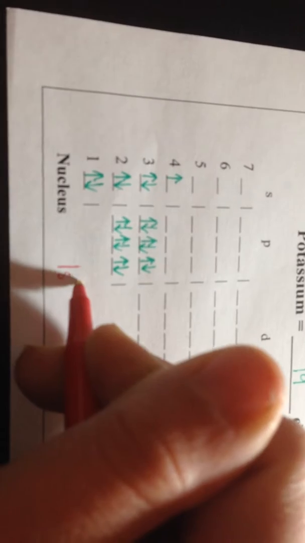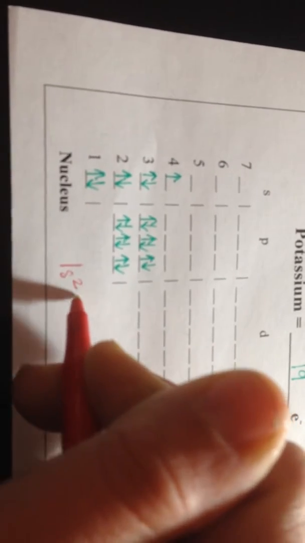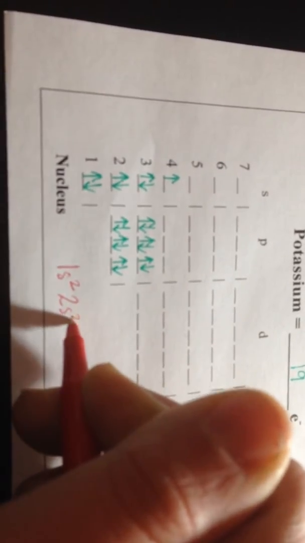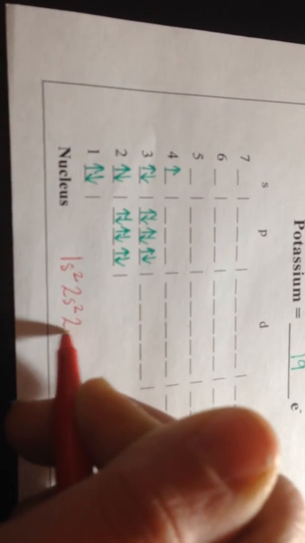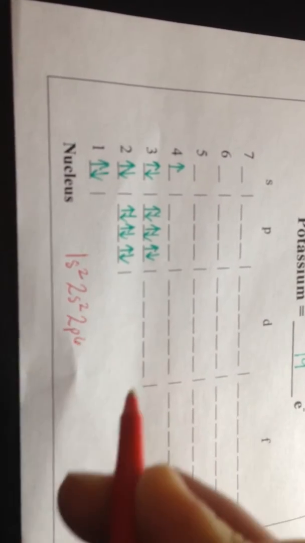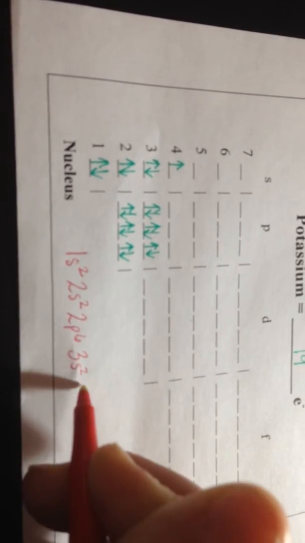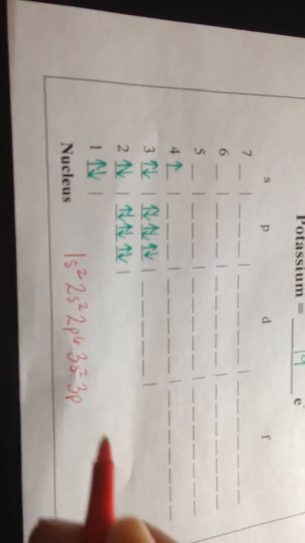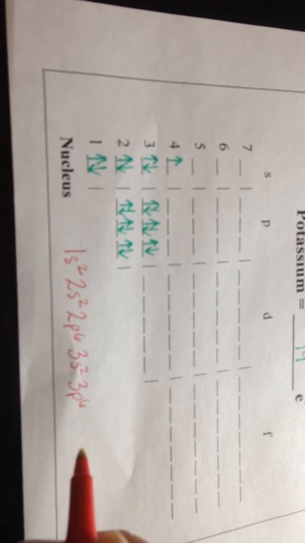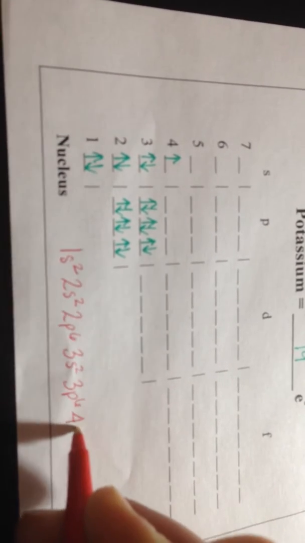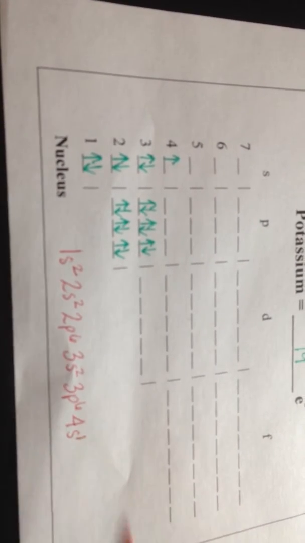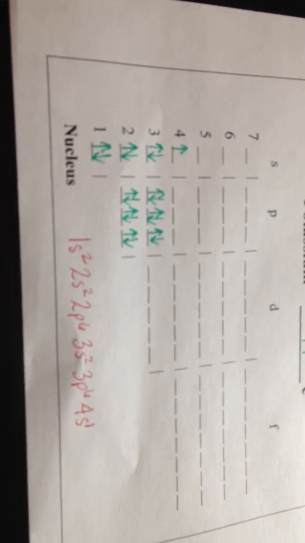Over here for potassium, again, we start with the lowest energy level, 1s, and there are 2 electrons there. Then comes 2s, and there are 2 electrons. Then 2p, where there are 6. And then the 3s with 2, and then the 3p with 6. And then last, the 4s. But in this one, there's only 1 electron there.